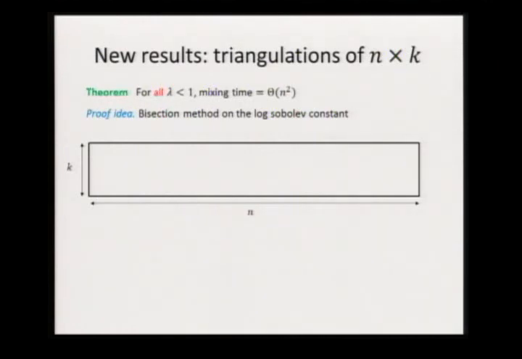And the proof goes, if I use the nomenclature, via the bisection method on the log Sobolev constant. I'm going to just give you some highlights of the ingredients we need to show this. So what's the idea? The idea is the following. Suppose you split your n by k region into 3 blocks: the left block with L here, the right block, and some middle block here in the center.